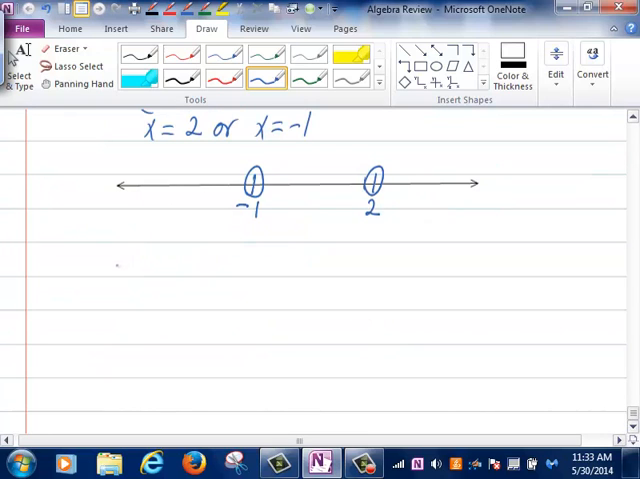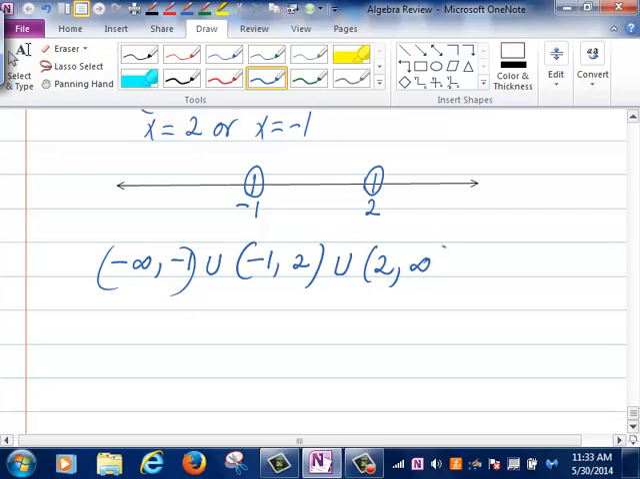So you come from negative infinity up to negative 1. You don't include negative 1, so you use the parenthesis. And then you go from negative 1 up to 2. Again, you don't include negative 1 and 2. And then you go from 2 to infinity, and you don't include 2, right? So this means all real numbers except negative 1 and 2.